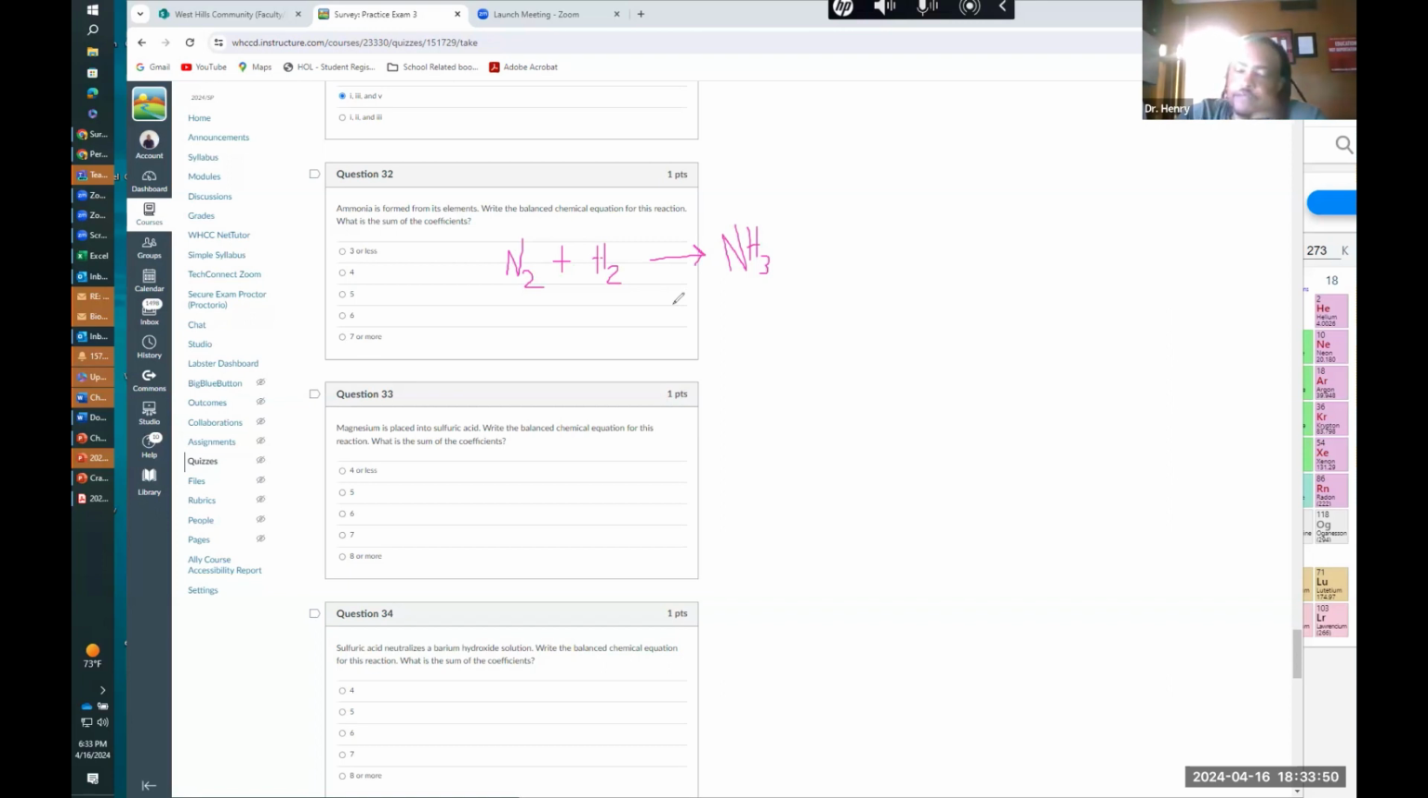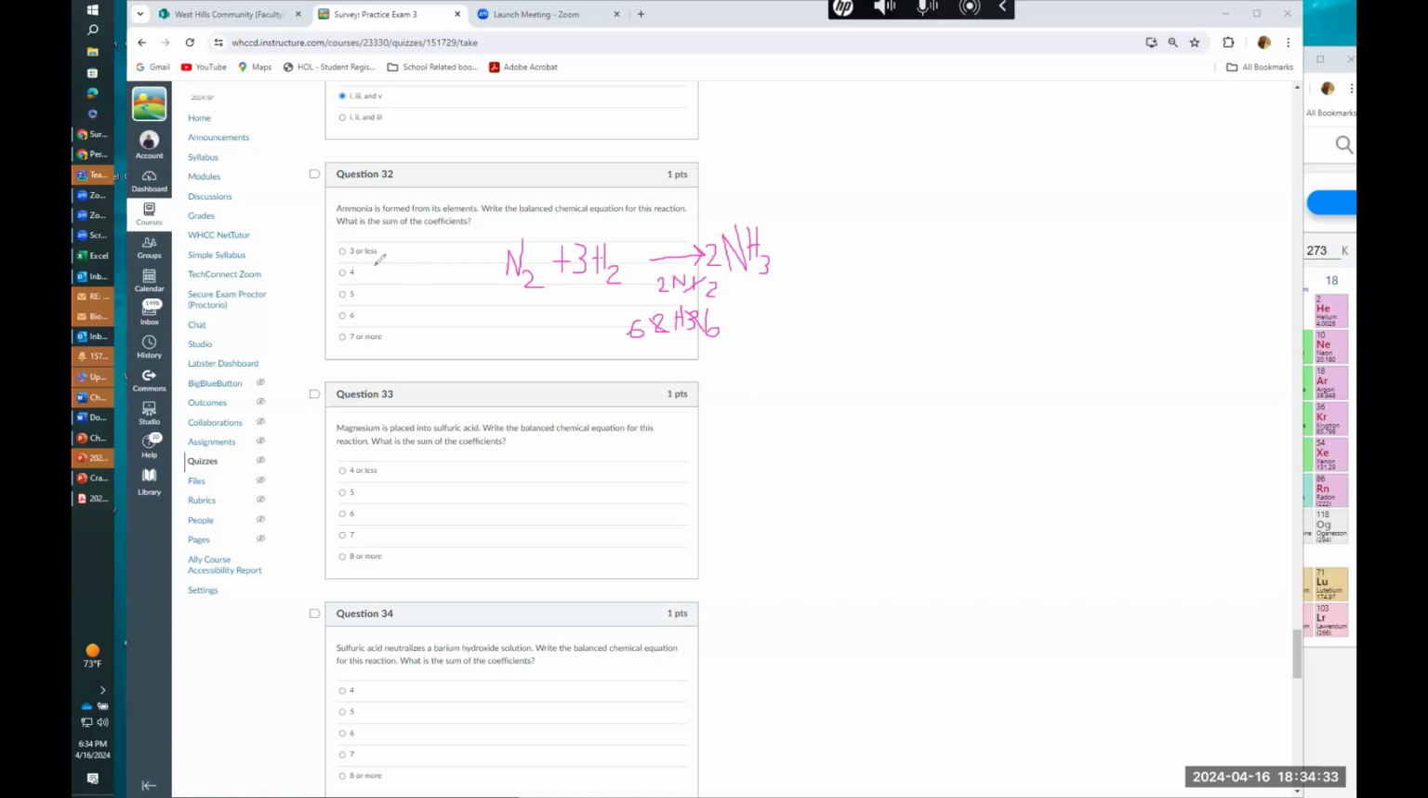So what should be the coefficient in front of the N? How many nitrogens do we have on our reactant side? We have 2. And on our product side, we have 1. And hydrogens? 2. And then 3. So what do I need to multiply to balance out the nitrogens? The 2. So I put a 2 over here, which gives me 2 nitrogens. Then how many hydrogens do I have? 6. There we go. And then what do I need here? 3. There you go.